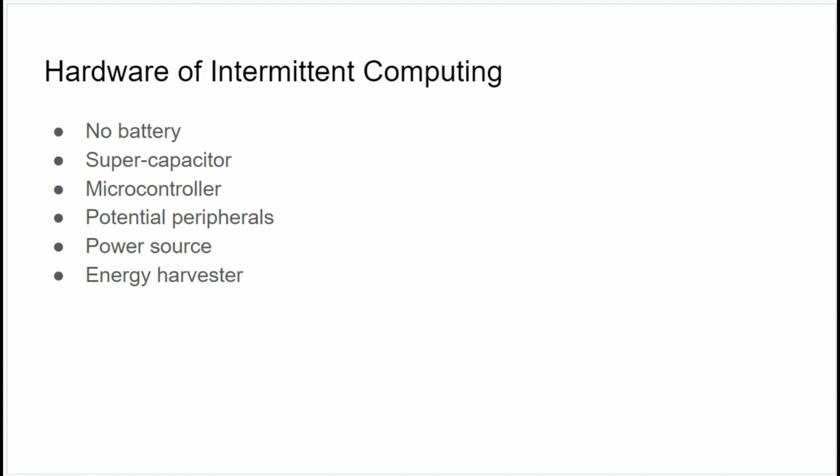Next is some kind of power source. In this case, when I say power source, I don't mean anything necessarily directly connected to the device, but the environmental energy that it's going to take in. So for example, if you have an intermittent computing device that's running on solar power, you need to put that in a place where the sun is. So you need some kind of power to be available. Or in the case of vibrational energy, you might want to put it in a place where it's going to be moving a bit more.